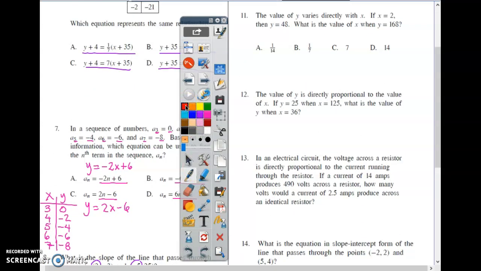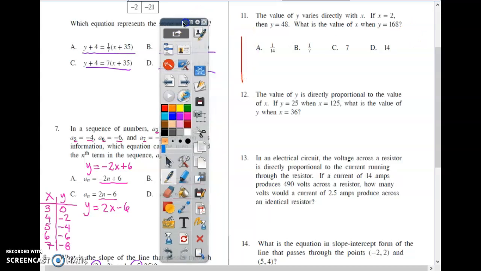You're going to make a table. X, Y. Make a table. X equals 2 when Y equals 48. So 2 and 48. Right? Then it says, what is the value of X when Y is 168? So X and 168. What did we do on Friday? What do you do with these numbers?